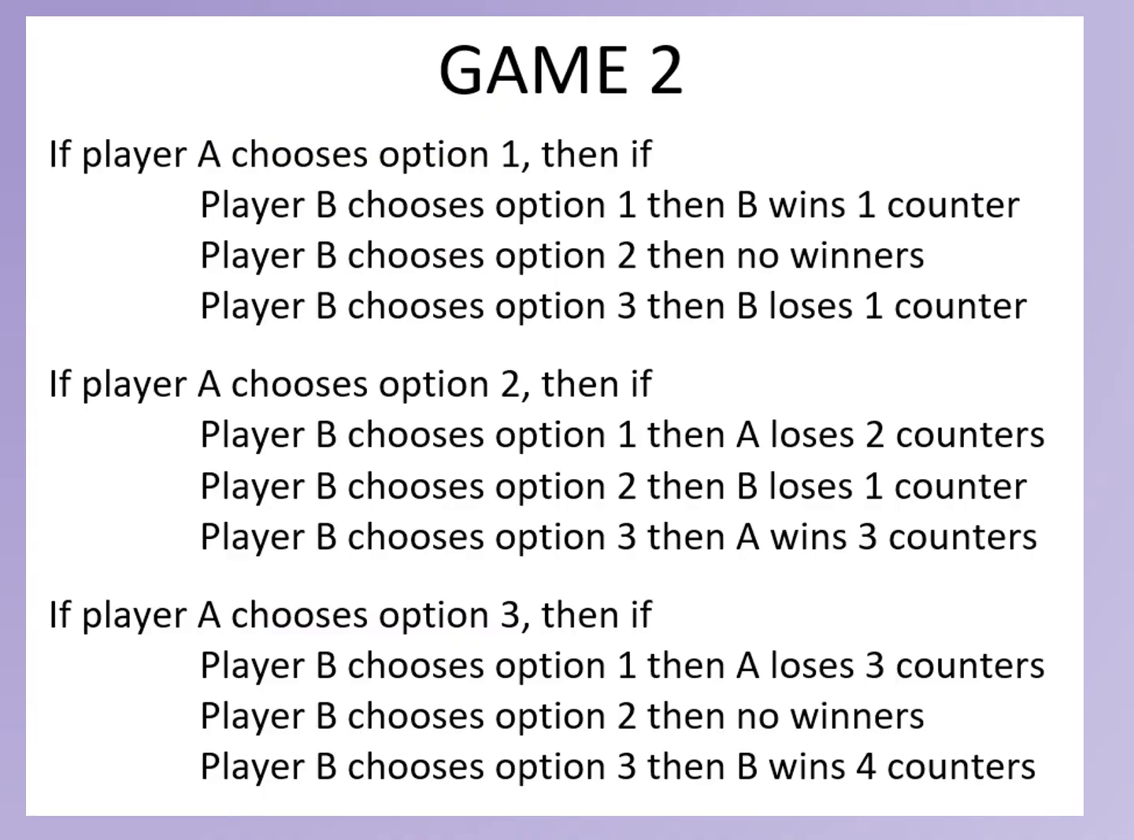So game 2 has more options. So player A has options 1, 2 or 3, and player B has options 1, 2 or 3. So this time there are 9 different outcomes. Again, pause the slide and consider for each player which would be the best strategy to play.